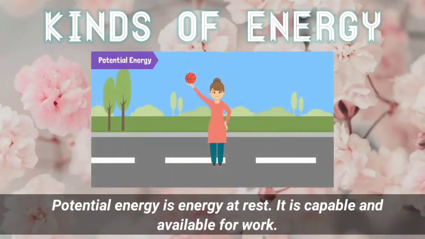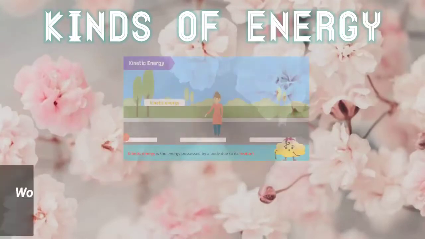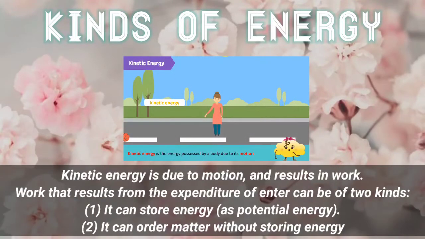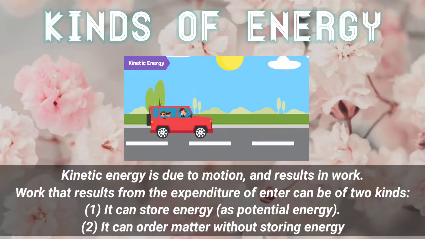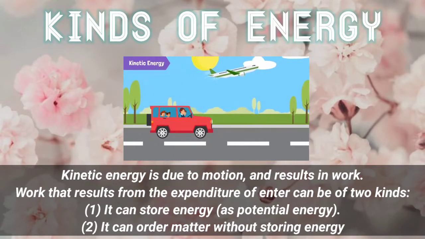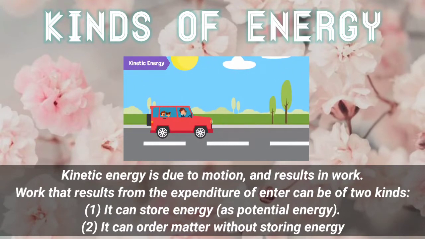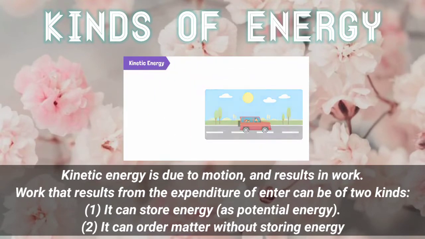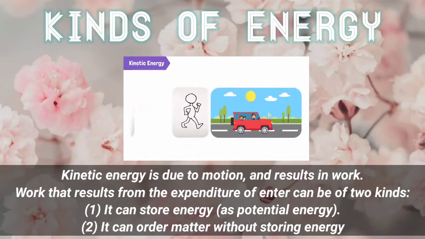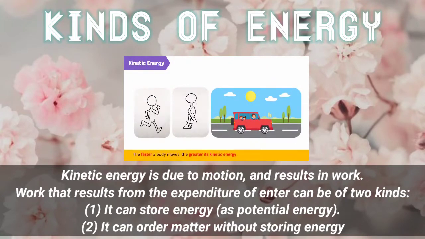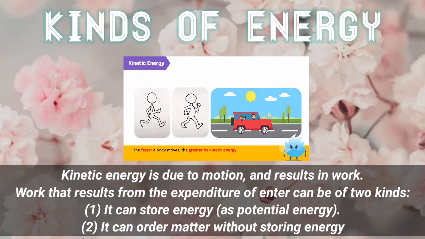Potential energy is energy at rest. It is capable and available for work. Kinetic energy, on the other hand, is due to motion and results in work. Work that results from expenditure of energy can be of two kinds. A. It can store energy as potential energy, and B. It can order matter without storing energy.